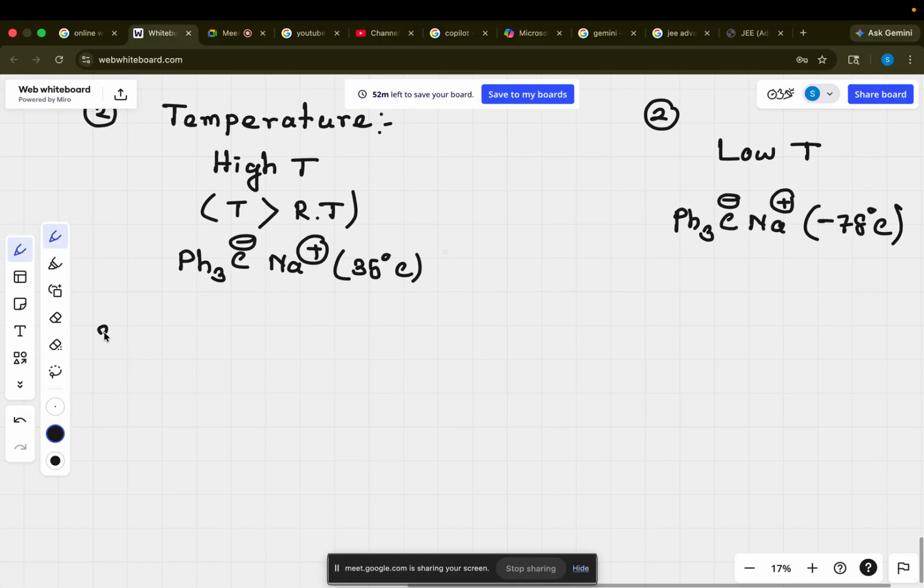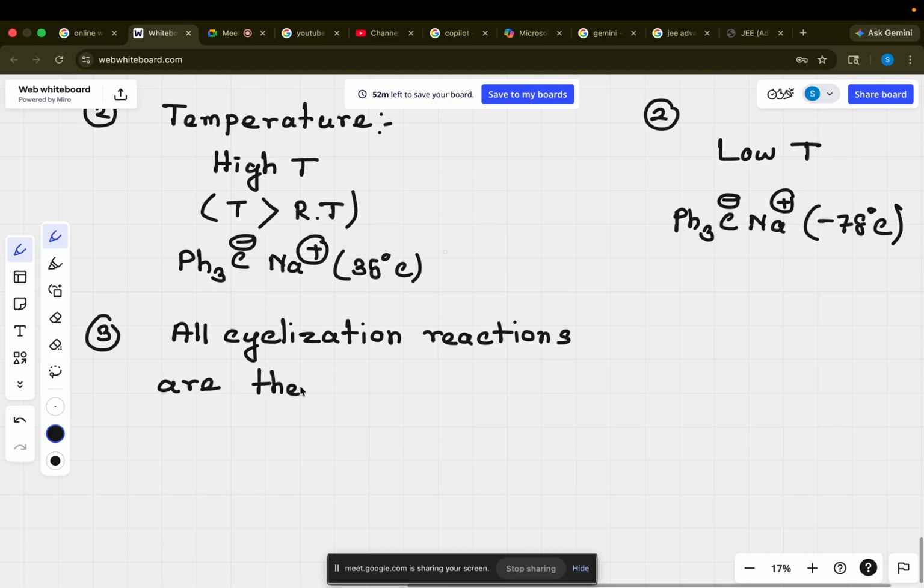And another point, write down that all cyclization reactions are thermodynamically controlled. So if any cyclization reaction is happening, you will get the thermodynamically controlled product. So only these 3 points are sufficient to remember.